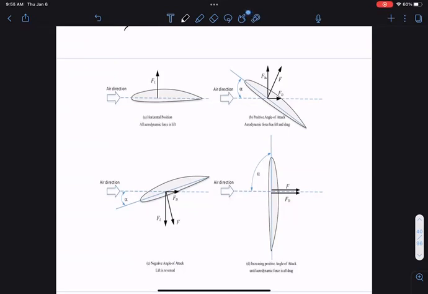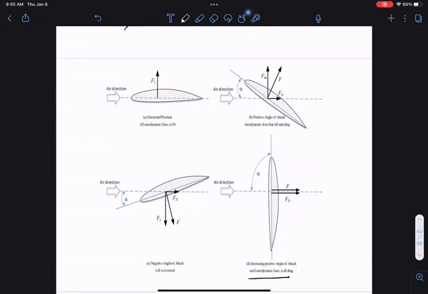Of more interest to us is actually this case. You increase the angle of attack so much that nothing is being generated upwards. You have no lift, where everything becomes drag. The entire force becomes drag. This is actually a useful thing for us to consider.